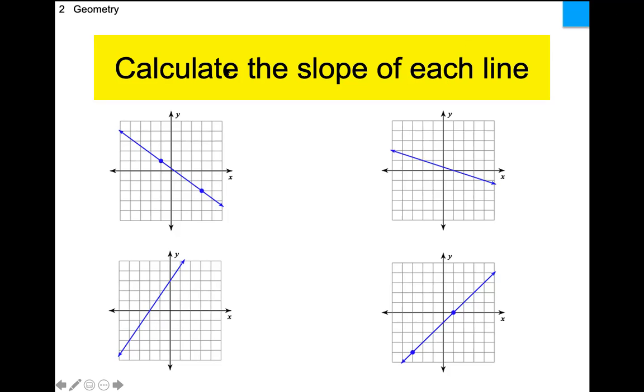Let's see. The first one. I'm always going to go from left dot to right dot. So if I go from left dot to right dot, I have to drop straight down. So I would go down 1, 2, 3, and then to the right, 1, 2, 3, 4. So -3/4.